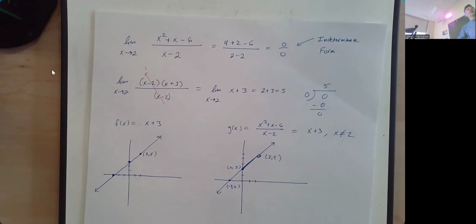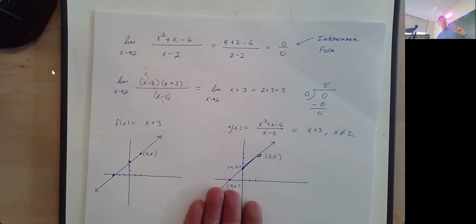Taking one step further, it will matter once we start talking about whether or not this function is continuous at 2. The left-hand function is definitely continuous at 2. The right-hand function is definitely not continuous at 2. It's not even defined at 2. But that's not what we're talking about with the limits right now.